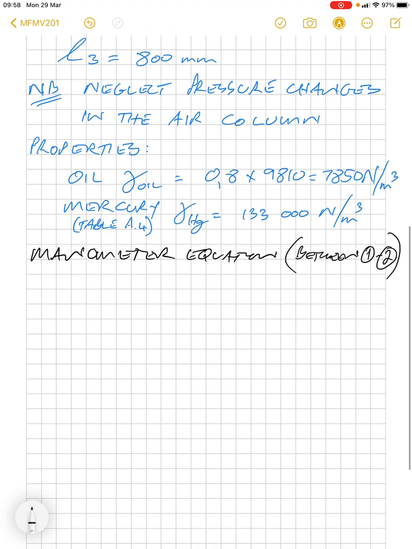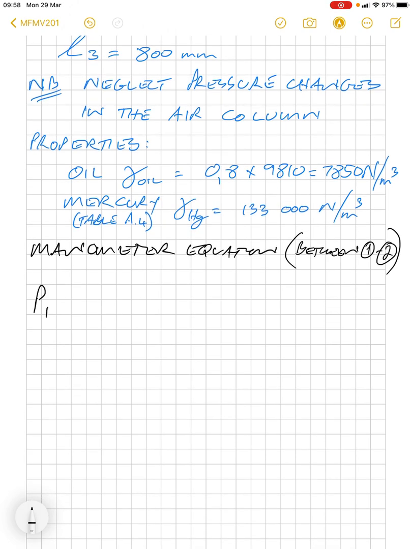Now the manometer equation goes like this. P1, which is the pressure at 1, plus the sum in the downwards direction of all the heads, so it's the sum of gamma i times h i, all the heads in the downward direction, and then minus the sum of all the heads of fluids in the upward direction, and that will equal P2. Right, so the pressure at 2 is equal to the pressure at 1 plus the downward heads from that position minus the upward heads from that position.